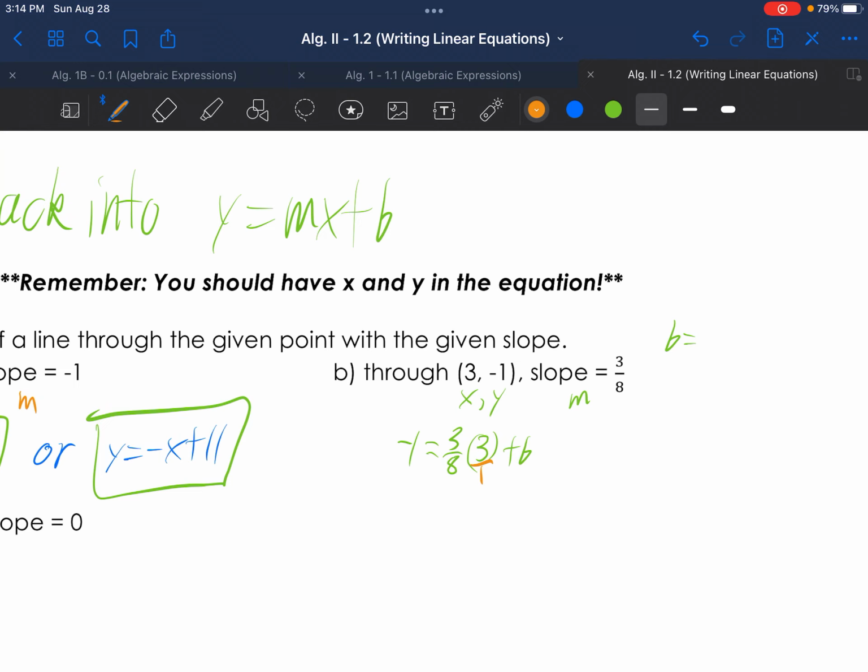Now I'm going to call this 3 over 1, just to make my life easier as I'm multiplying two fractions together there. So as I multiply those together, there's no reducing I can do between 3 and 8, unfortunately. So I'm just going to multiply straight across. 3 times 3 leaves us 9 on the top. 8 times 1 is 8.